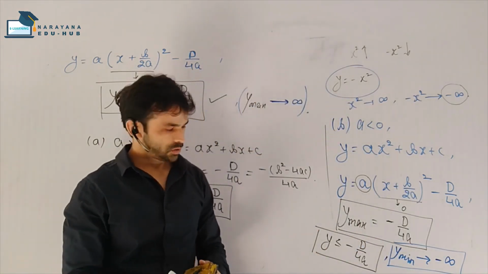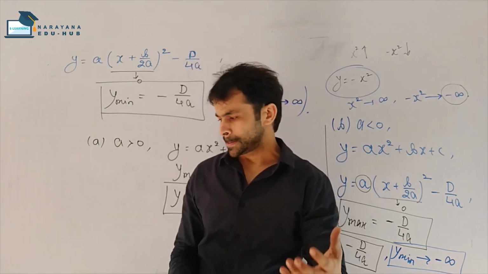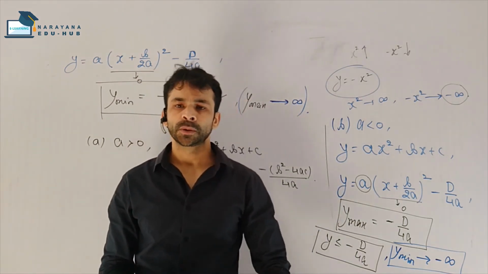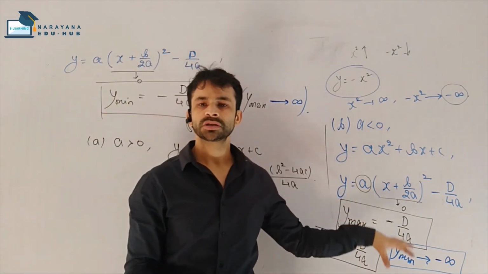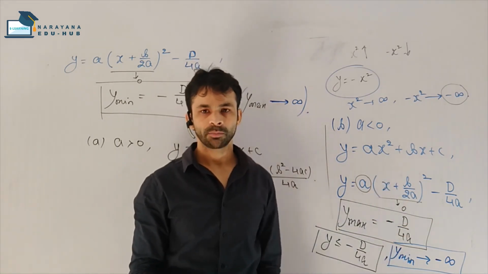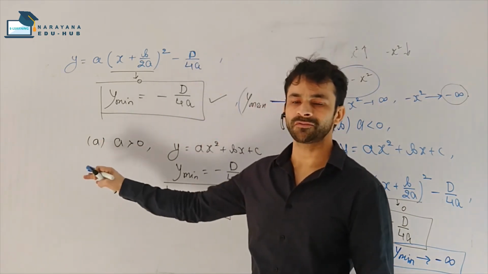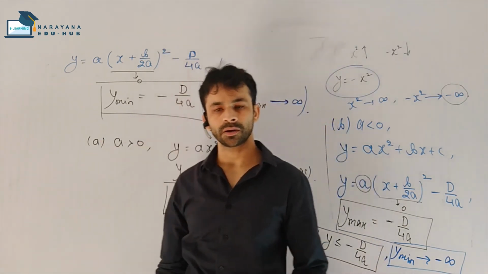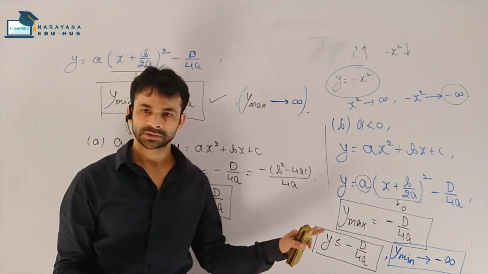So things are very simple. For a positive, the minimum value is minus d by 4a. For a negative, the opposite will happen. The maximum value will become minus d by 4a, and the minimum value will tend to minus infinity. Here, the maximum value will tend to plus infinity. So things are very simple, simple like this.